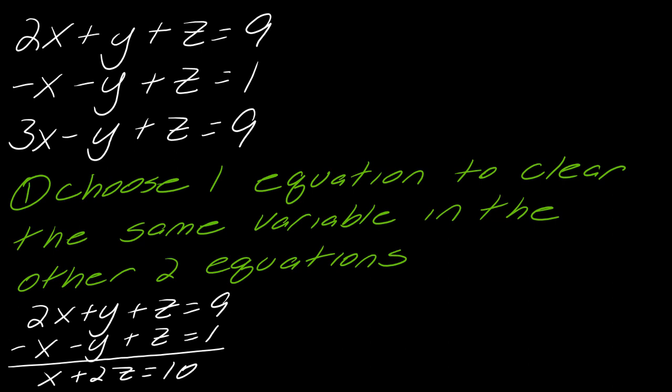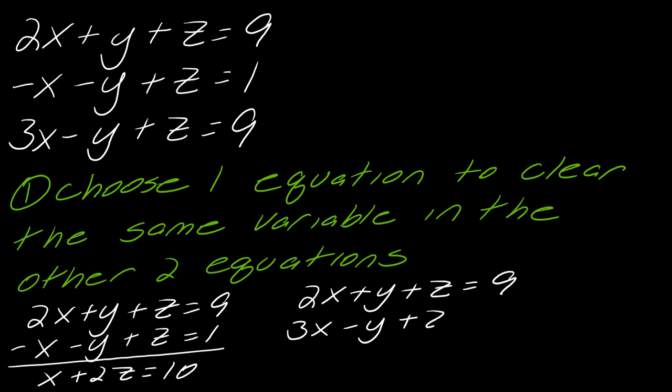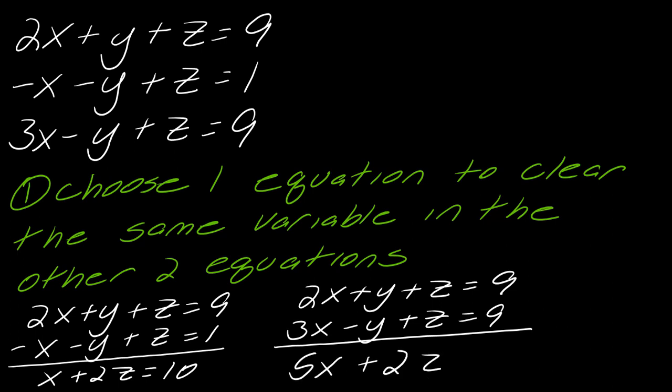And now we'll pivot and do it again. I'm using that same equation, 2x plus y plus z equals 9. Remember, you're trying to eliminate the same variable. So with the third equation, which variable do I want to eliminate? I want it to be y. If I eliminate it, I'm left with 5x plus 2z equals 18. And so this is the ideal situation that we're looking for.